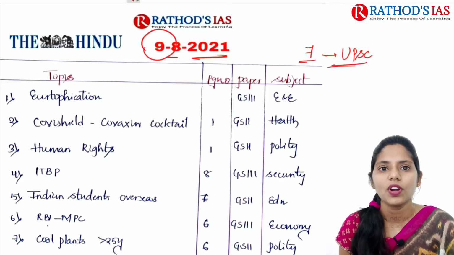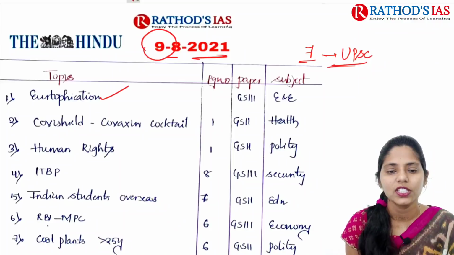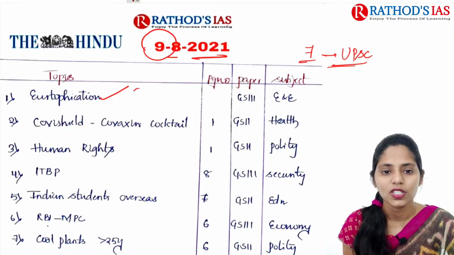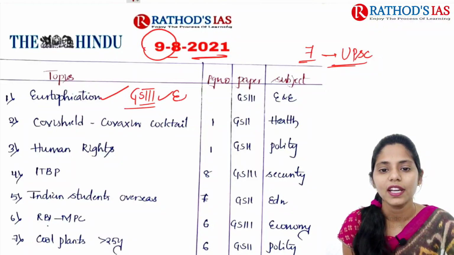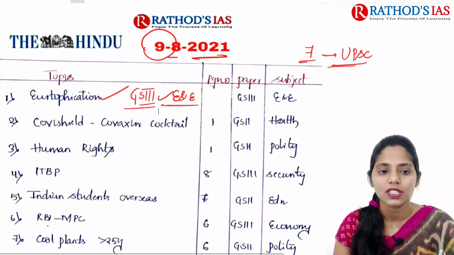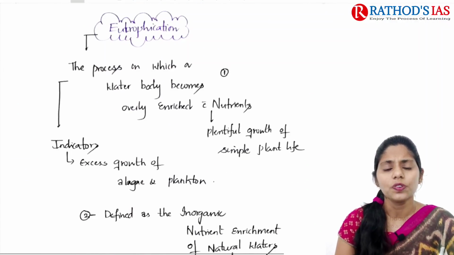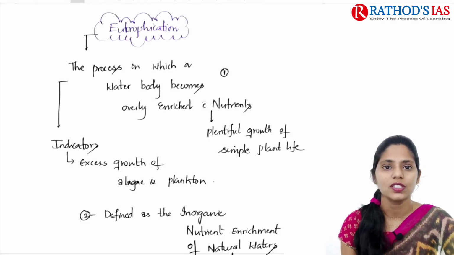The first topic we are going to discuss is eutrophication. This eutrophication is one of the important topics which comes under GS paper 3, from the environment and ecology point of view. Yesterday many students asked me to discuss this topic, so I took it up for discussion. First, let us try to understand what this eutrophication is.